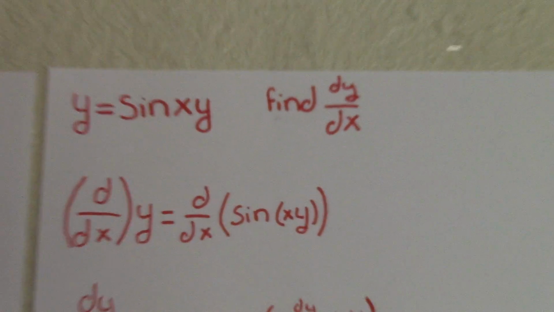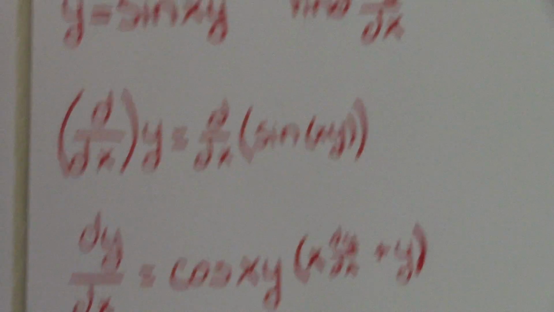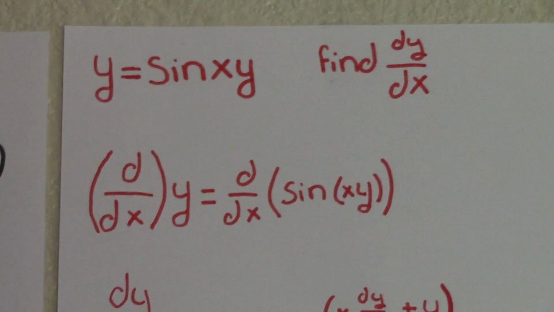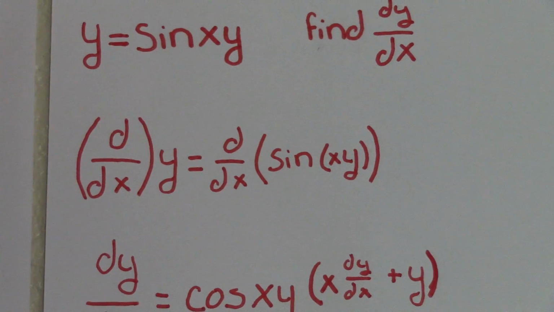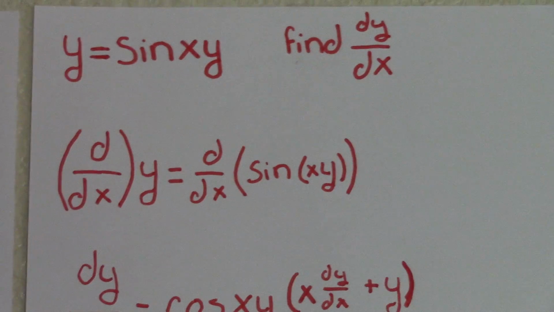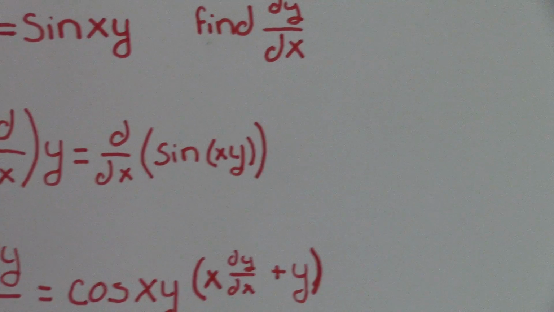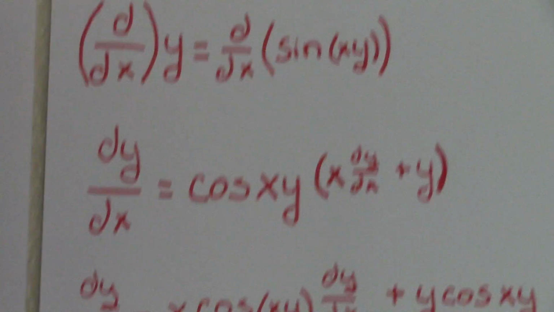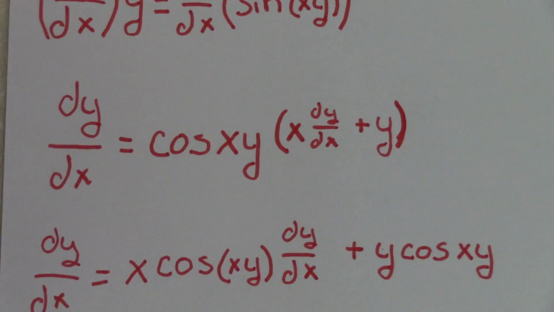Our final example is a trigonometric function, sine of xy. So same thing. The y sits. You have to put dy/dx because the y is already there, and the y is also on the other side, so you have to put dy/dx, and it becomes dy/dx equals cosine xy.